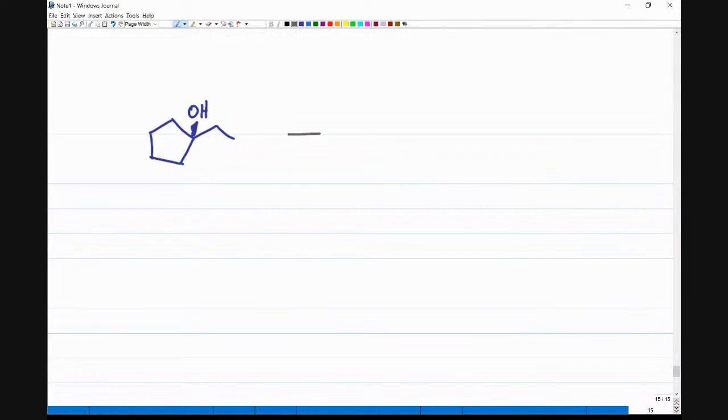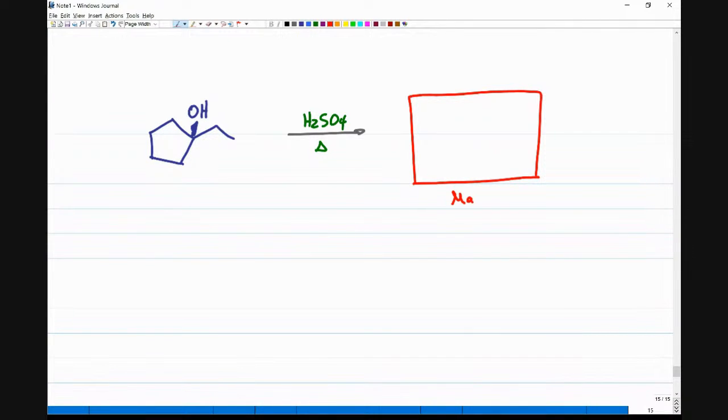And I ask you to react it with H2SO4 and heat. And I only want the major product. So this is where we have to consider all the reactions: SN1, SN2, E1, and E2. And we have our alkyl chain, we have our attacker, solvent, and leaving group.